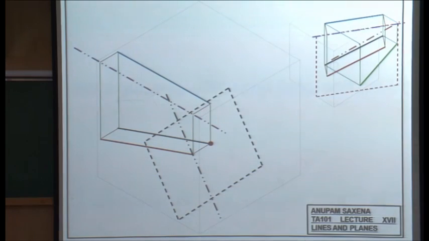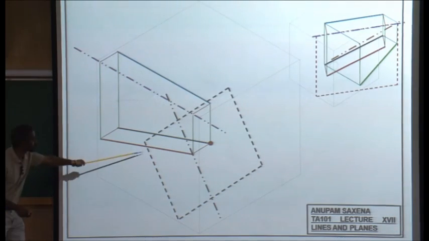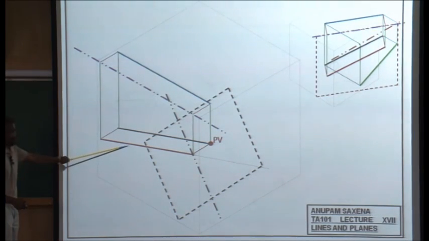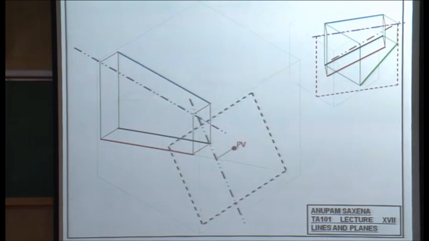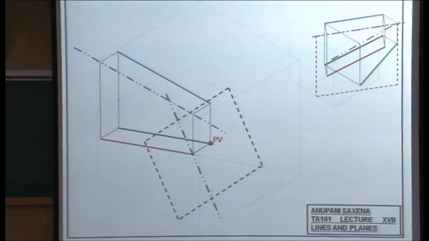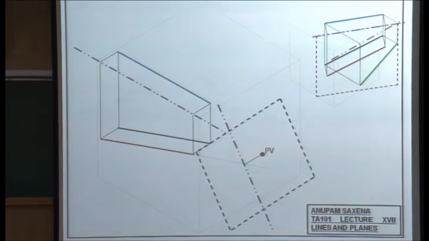Now, that plane need not be passing through this vertex of the red line. It can be anywhere so long as it's parallel to this plane. So I can move this plane perpendicular to this line and along this line. Once again, it doesn't really matter where the location of that plane is.